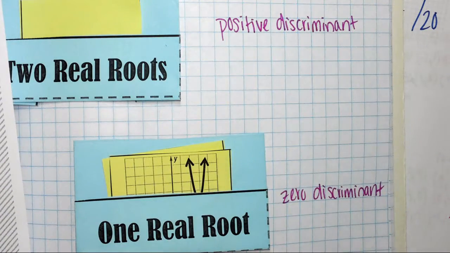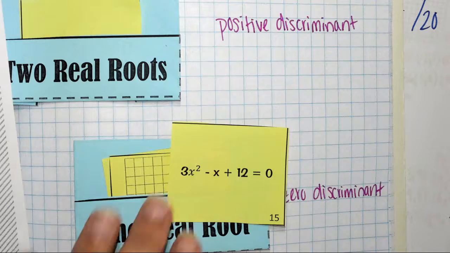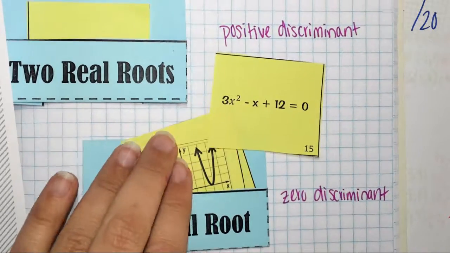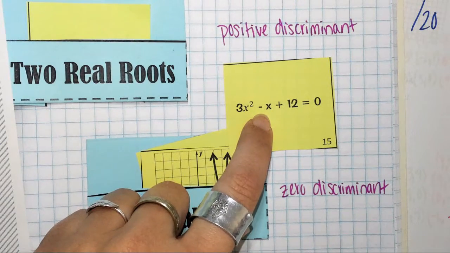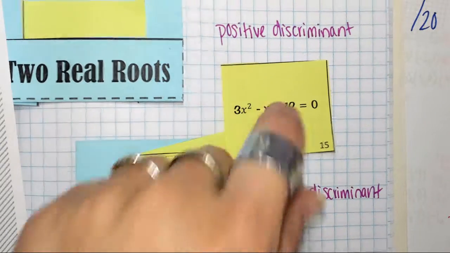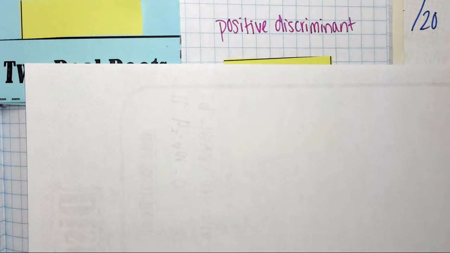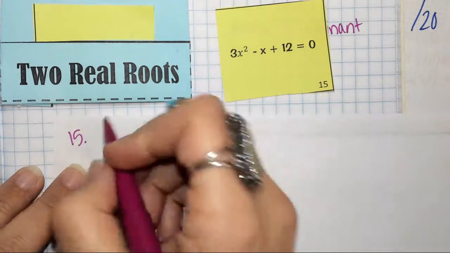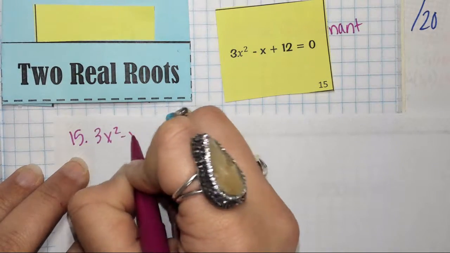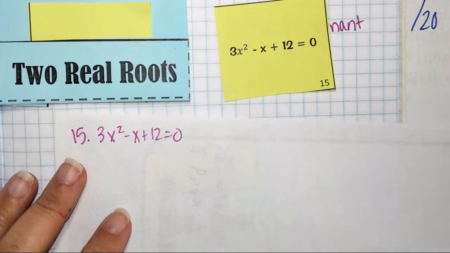All right, how about we look at 15? Is 15 one that we're going to have to work out? It's an equation, right? So you're going to have to work it out if it's an equation. So that means we're going to take our paper and turn it over on the back. And we're going to write 15: 3x squared minus x plus 12 equals 0. And then how do I find the discriminant of that?